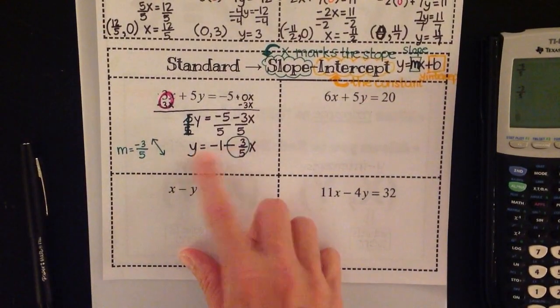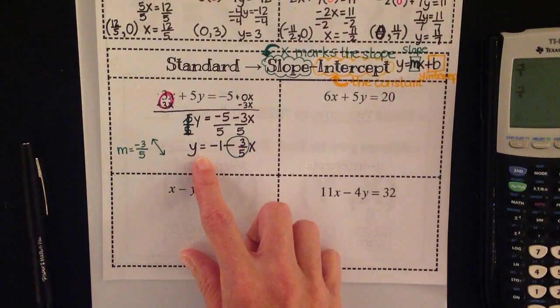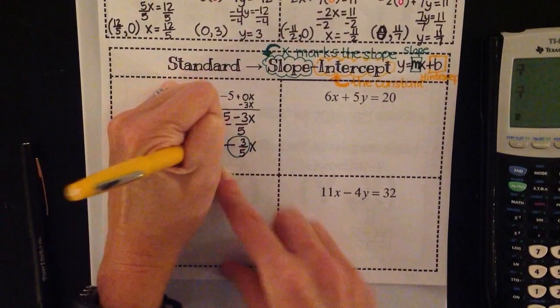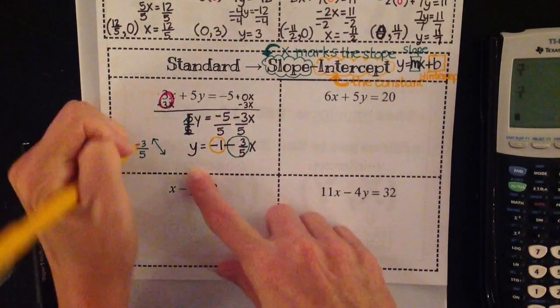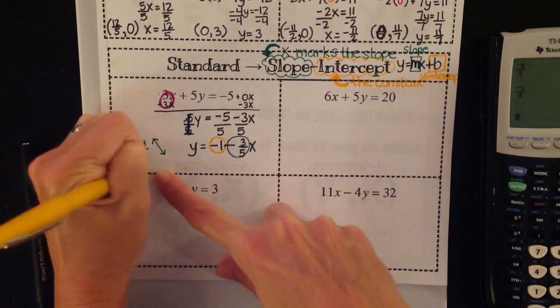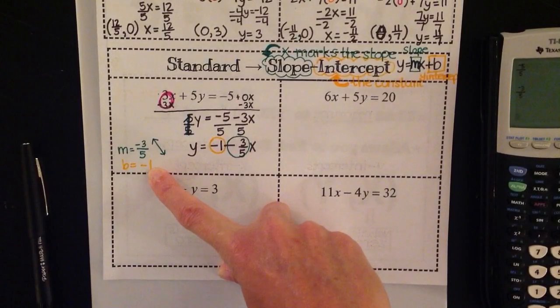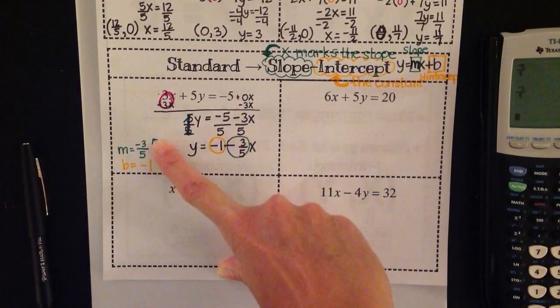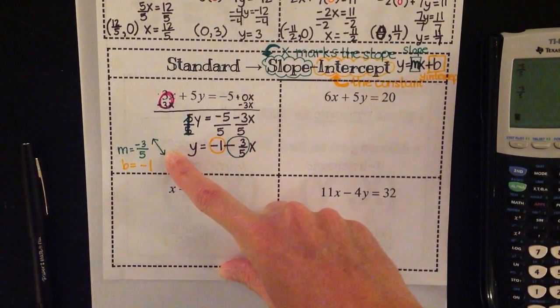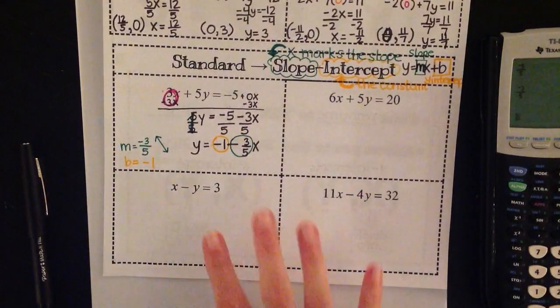And now I can look at this and I can see my y-intercept, and my y-intercept is the constant, which is negative 1. So I know it's going to cross the graph line at negative 1, and then we are going to be using this information in an upcoming lesson to actually start graphing our lines.